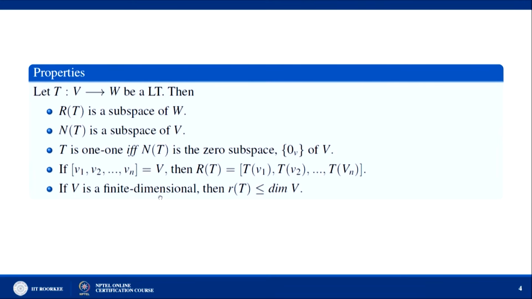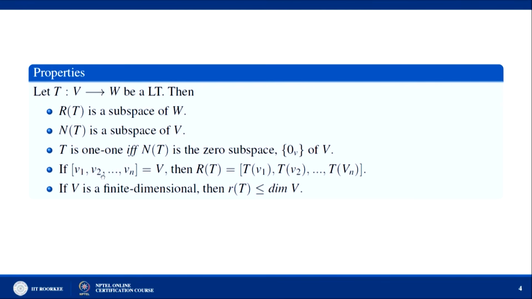Now the next result is: if V is a finite dimensional vector space, then R of T, that is the rank of T, is always less than or equal to the dimension of V. So it is easy to show. You see, from this, if these vectors are linearly independent.